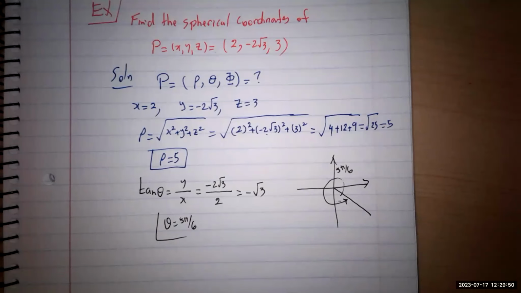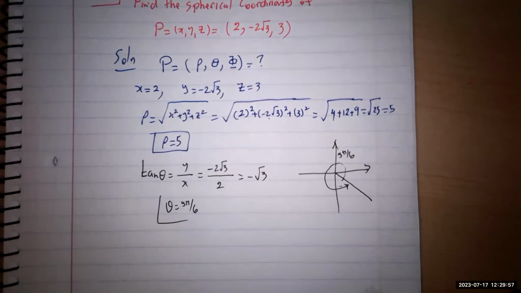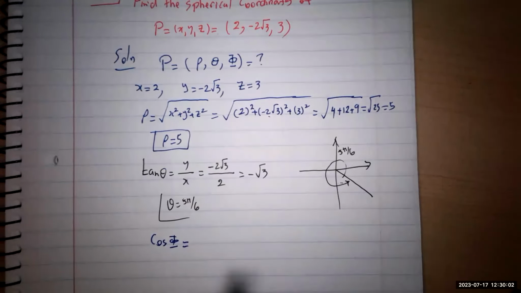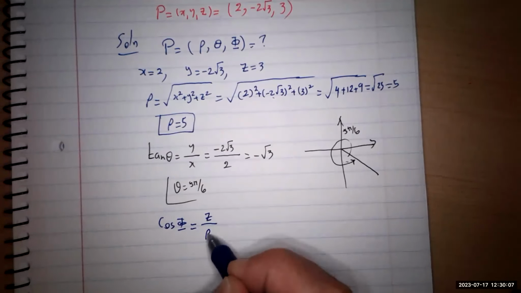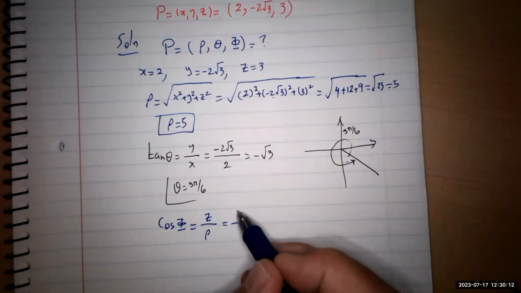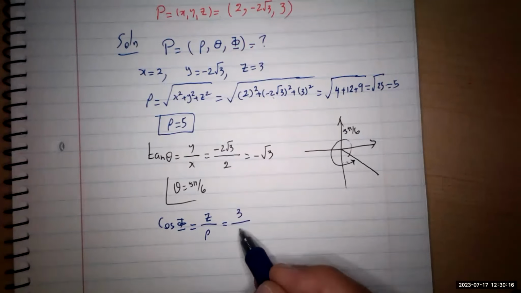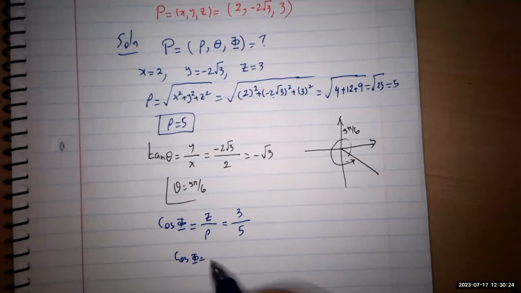Any question? So that's theta. Now you have to find phi. To get phi, you have to use the cosine formula. So cosine of phi is equal to the adjacent side, z over rho. The z is simply 3, and the rho is 5. So the cosine of phi would be 3/5.